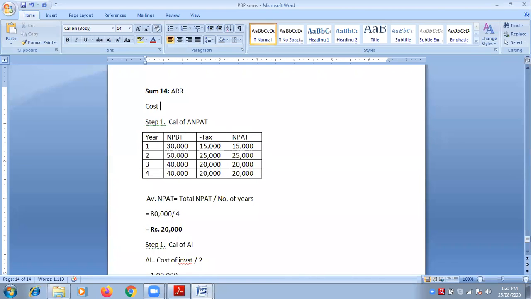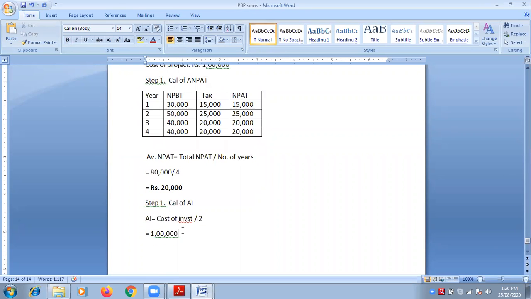This cost of investment has to be written in the beginning also. Cost of project is equal to 1 lakh rupees. Always remember, we have to write this in the beginning of the question and solution. Rupees 1 lakh divided by 2. So it would be 50,000. Rupees 50,000 is my average investment. I'll highlight it as step number 2. Okay. Now step number 3.